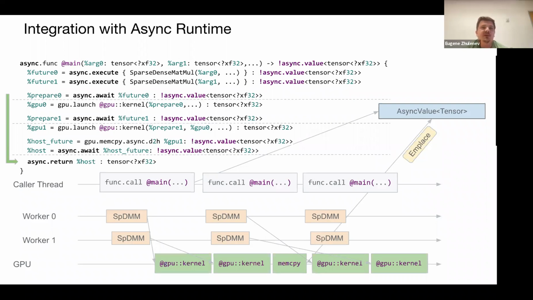Basically, you launch two sparse dense matmuls, you get back two async values with tensors from the host, and then you can do async await and extract the value from the future. And once the value is available, you launch the kernel. So it looks like async await is a blocking operation, but behind the scenes, it's compiled through LLVM coroutines to an asynchronous state machine.